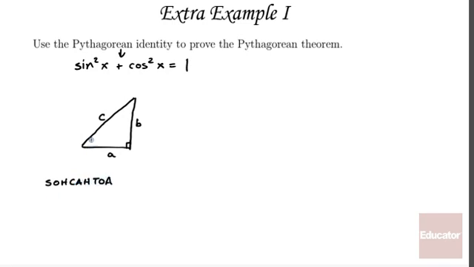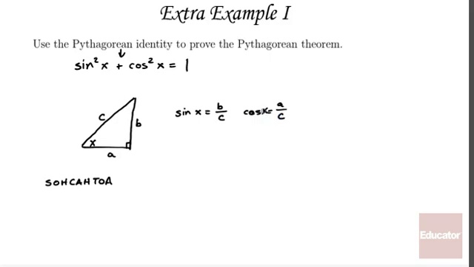SOHCAHTOA tells us that if we have an angle here, I'll call this angle x in the corner here, the sine of x is equal to the opposite side over the hypotenuse. So the opposite side here is b over c. The cosine of x is equal to a over c, the adjacent side over the hypotenuse.